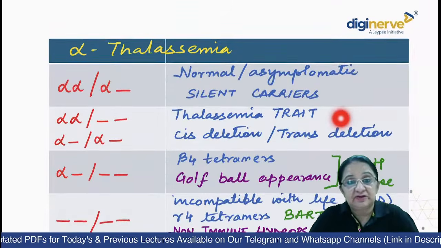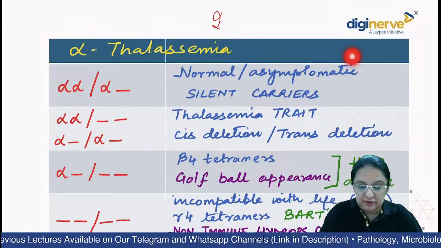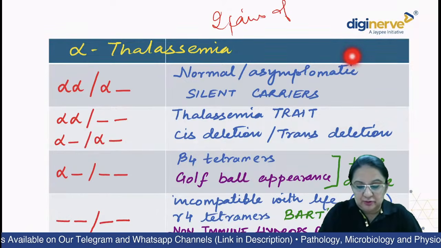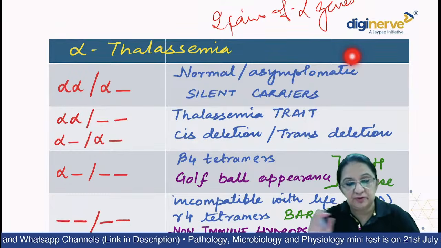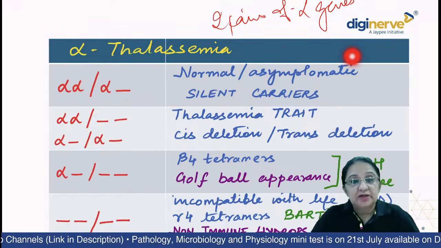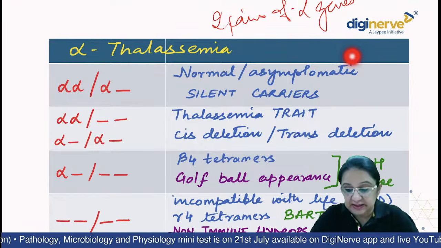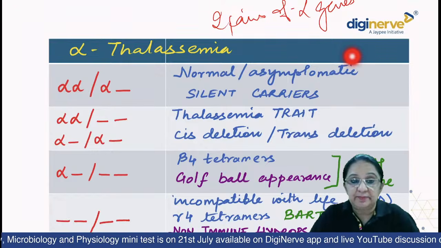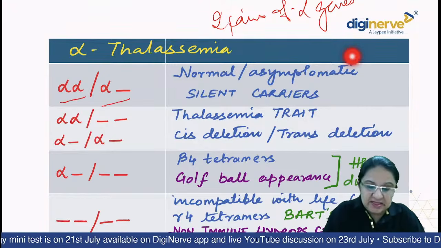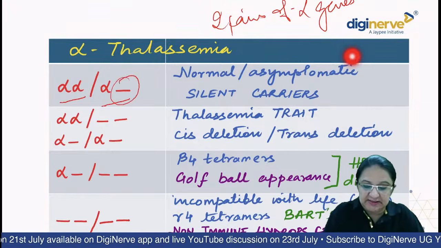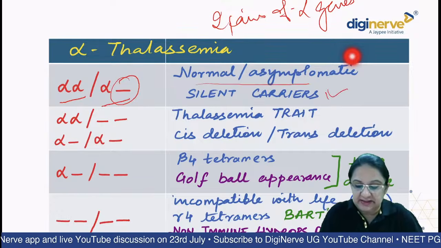Okay, coming to alpha thalassemia. We all know there are two pairs of alpha genes, two found in the mother and two found in the father. So alpha thalassemia is deletion of gene, and basically it depends on how many genes are deleted. If one gene is deleted, the patients are normal, asymptomatic. They are called silent carriers.